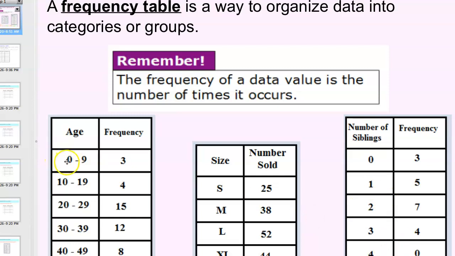So let's say I have a group of people and I want to know their ages. So there are 3 people that are between the ages of 0 to 9 years old in this data set. Okay, so 0 to 9, the age occurs 3 times. There are 4 people between the ages of 10 to 19, 15 between 20 and 29, so on and so forth. If we look at this, there are 25 size smalls, 38 size mediums. This here is talking about the number of siblings and the frequency, how often it occurs. Okay, these are all frequency tables.